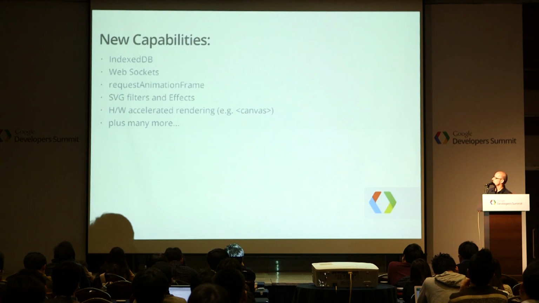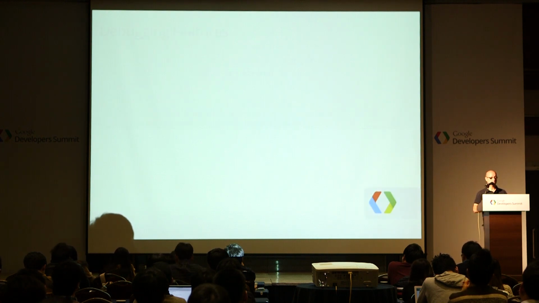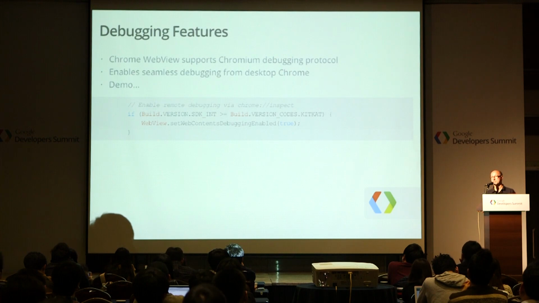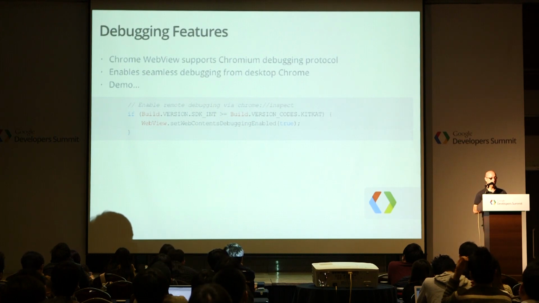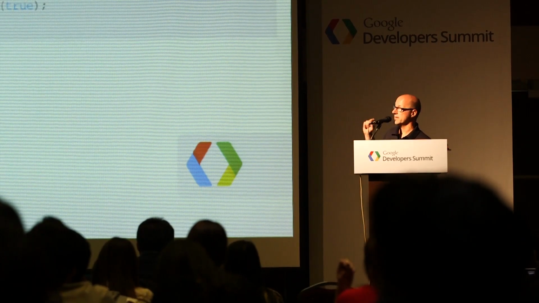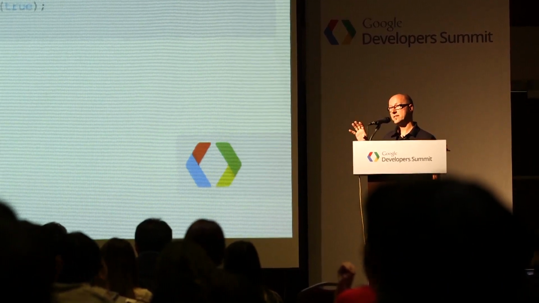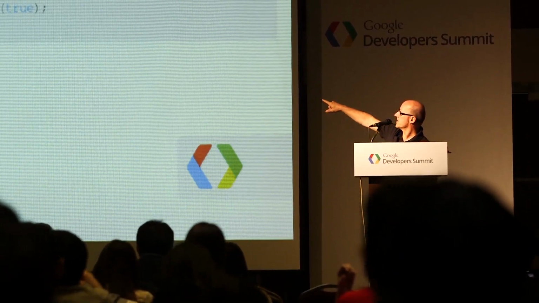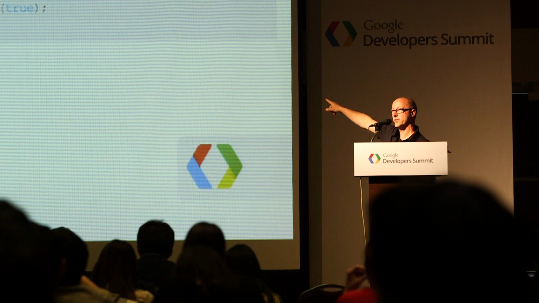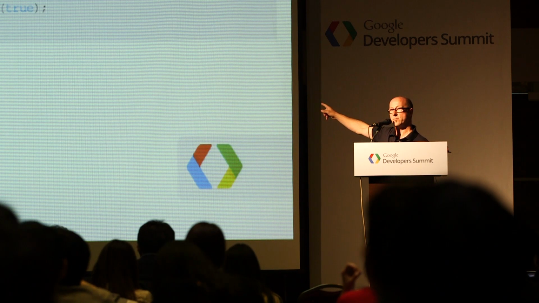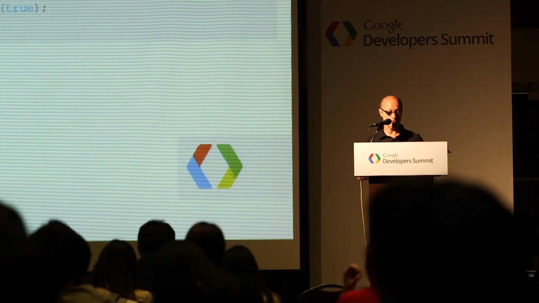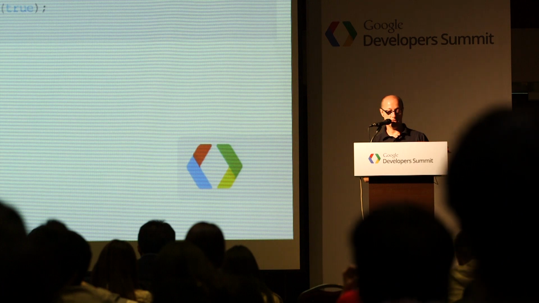So there are a lot more features in HTML5, but probably the most important feature of all is the debugging features. Now, in the old days of the old WebView, it was very, very difficult to debug content. And the new Chromium WebView brings in the ability to use Chrome and all of Chrome's dev tools to debug. And so we see this little bit of code. That's all the code you need to add to your application to enable debugging. So I just want to do a quick demo of what this means.